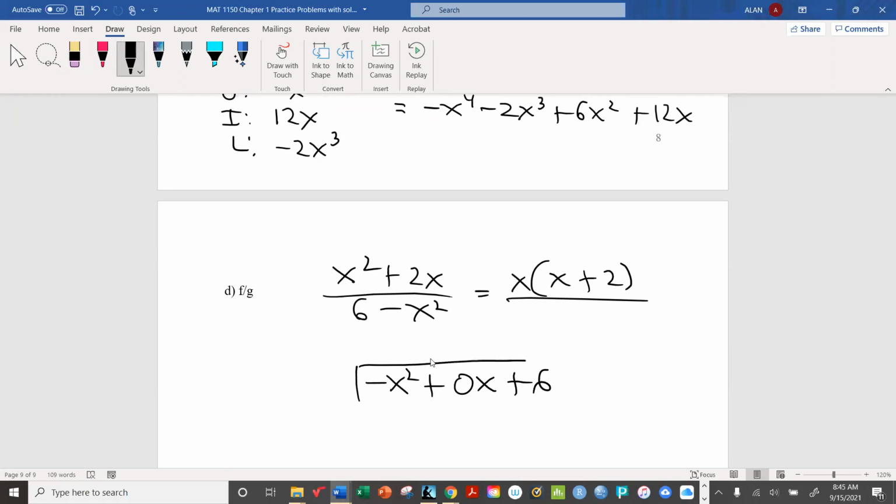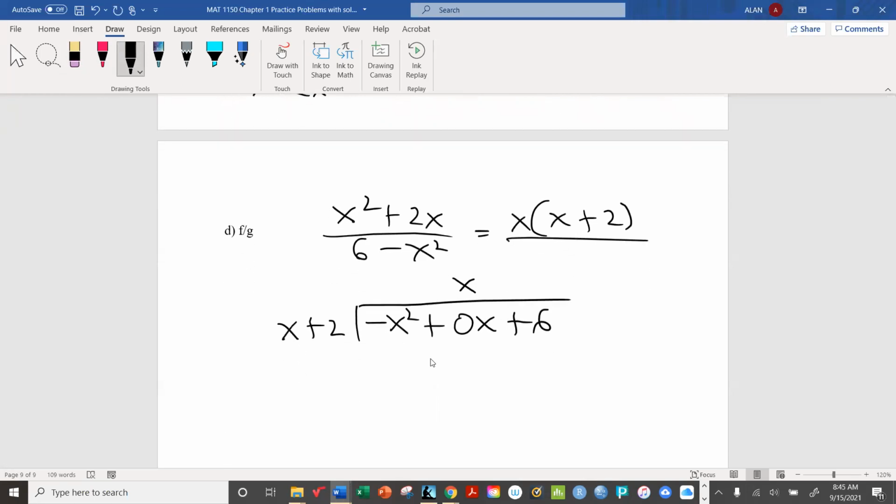I'm going to engage in something which is sometimes called synthetic division, just to see if x plus 2 might be a factor of 6 minus x squared. So if I put an x here and multiply that by x plus 2, I'll have x squared plus 2x. Now, I'm going to subtract that entire expression. Oh, sorry, I would need a negative here. This has to be negative. This has to be negative. I'll tell you why. Because I want to eliminate the x squared.